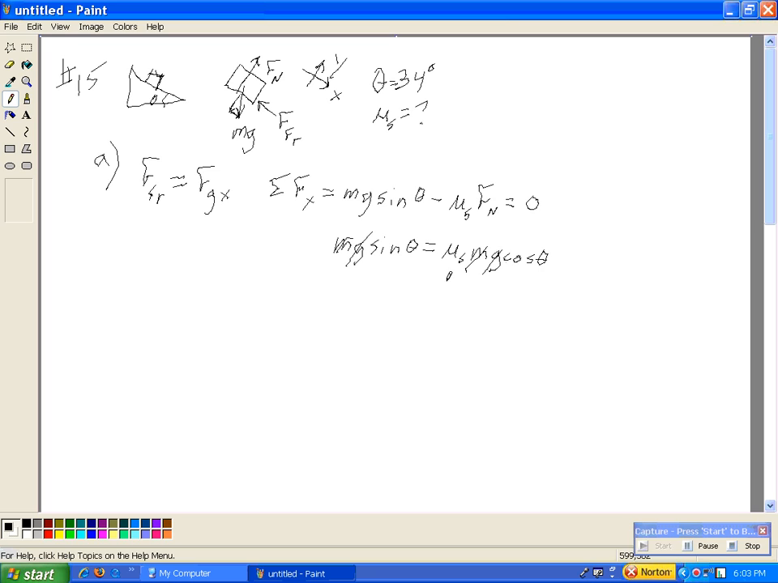If we solve, sine theta over cosine theta equals the static coefficient of friction. So that's tan theta. And you're done.